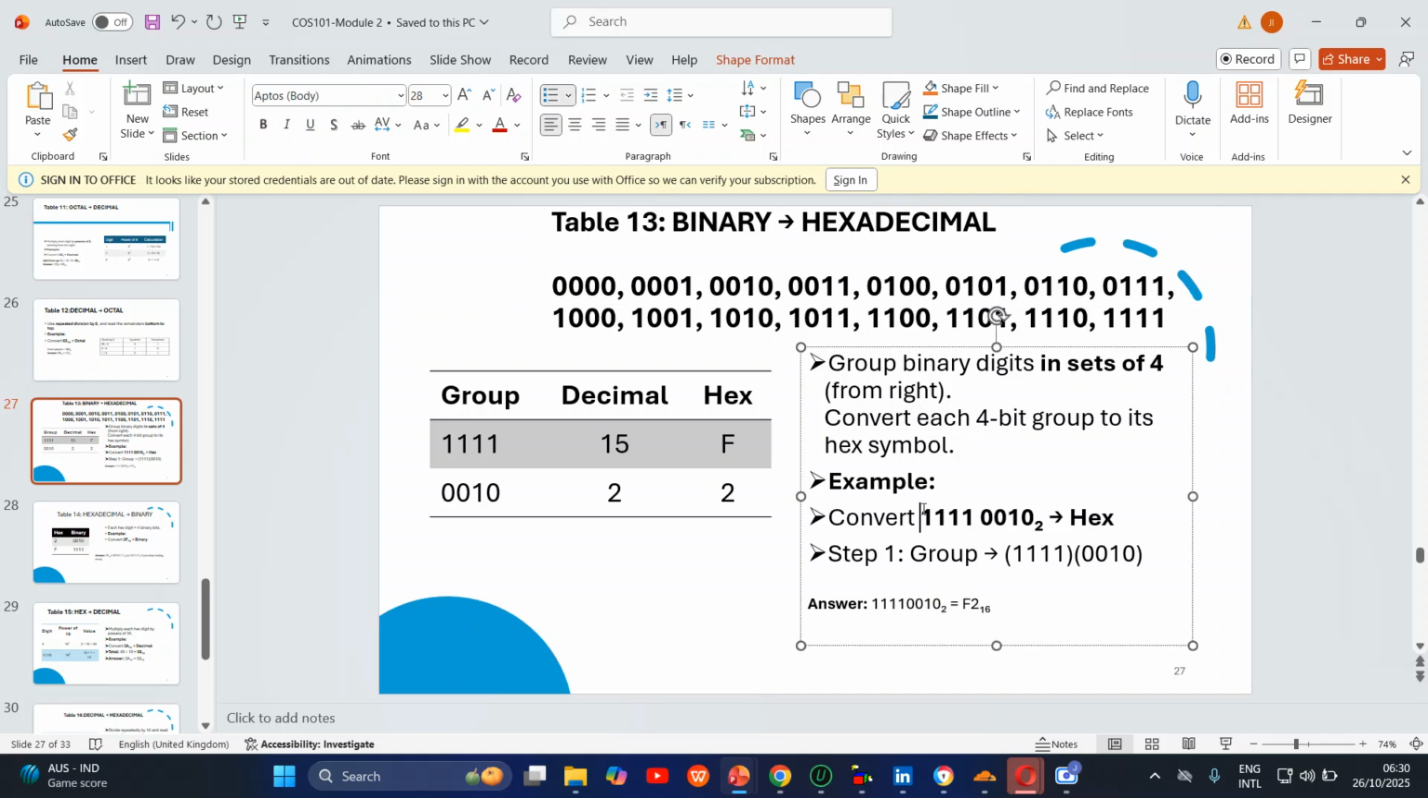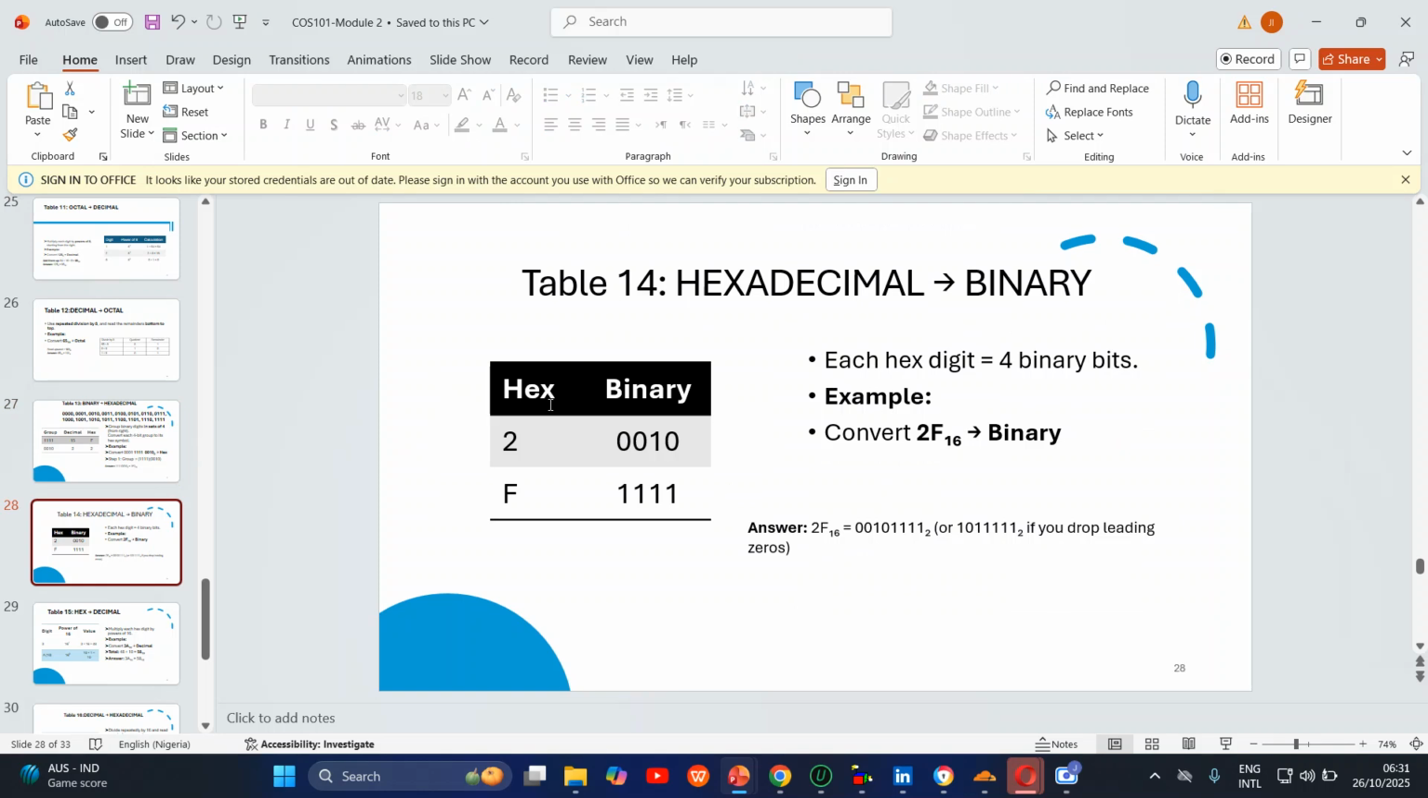Now, what if we have 1 here? What happens, right? So when you separate this into 4, you separate this into 4. Now, it's left with 1, you add zeros to the left-hand side, right? So if you're doing this, the 0001 is actually 1. So the answer would be 1F2. That will be the answer, right? So the same way we did for octal. That's how it works. Now let's look at hexadecimal to binary.